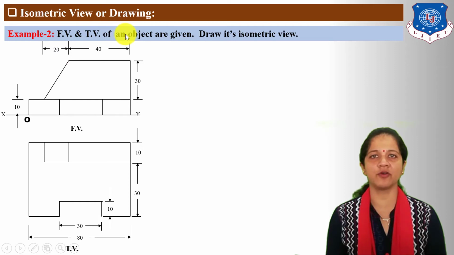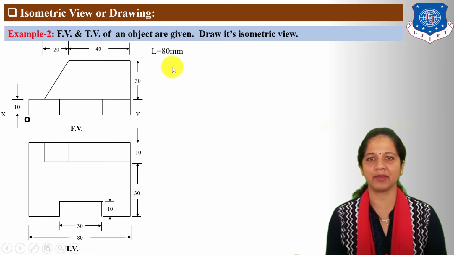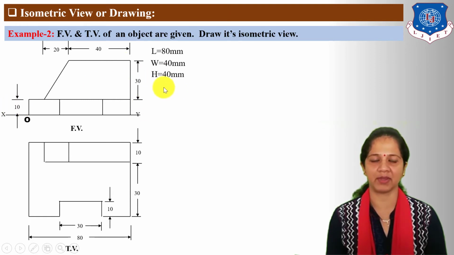Front view and top view of an object are given. Draw its isometric view. Here you can see front view and top view of orthographic projection is given. So first find out maximum length, width and height. Maximum length is 80 mm. Maximum width is 30 plus 10, 40 mm. And maximum height is 30 plus 10, 40 mm.